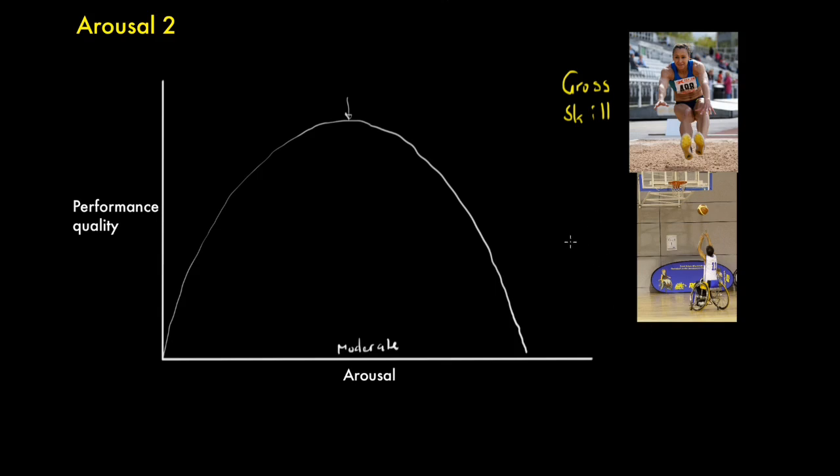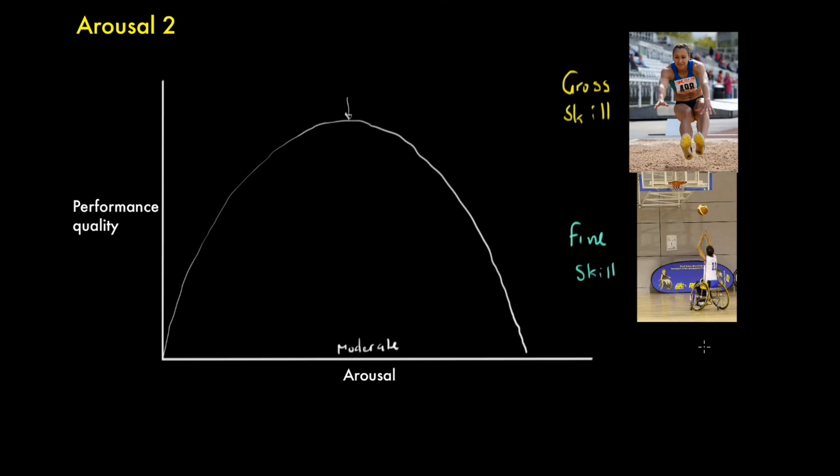With a fine skill, I'm going to use the basketball, and I think this is a free throw shot here. A fine skill is based on precision, accuracy, control of movement, and smaller muscle groups. So we're saying that this basketball free throw shot is more of a fine skill. Now, neither is entirely one or the other, the long jump isn't entirely gross and the basketball shot isn't entirely fine, but they are different in that context. So let's see if we can understand how the inverted U might look different for each of these skills.